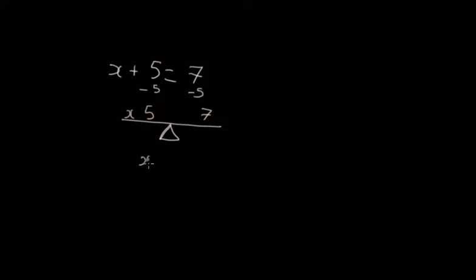Let's look at another one. So this is x plus 5 equals 7. Again, think of it like a balance. This is our balance point. So we've got x and we've got 5 things on this side and we've got 7 on this side. So if we were to take 5 away from here, and if we take 5 away from here, we're going to be left with x equals 2, and that's how we solve the equation.